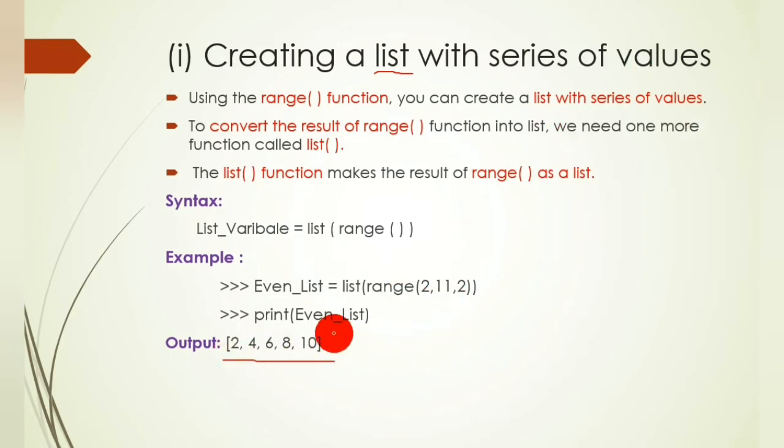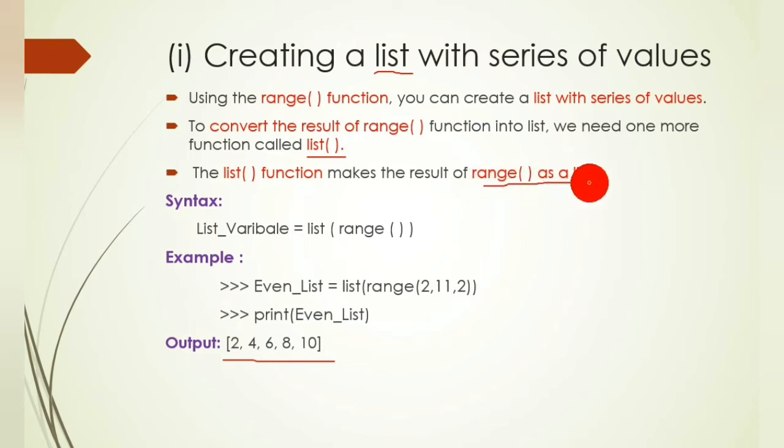How can you identify that this is a list? Because the group of elements is given within square brackets, that is known as a list. Okay. Now you can see how the range function can be used to create a list. If we want to create a list by using the range function, we need one more function that is called list. Okay. So here we merge two functions, that is range and list. The list function makes the result of range a list.